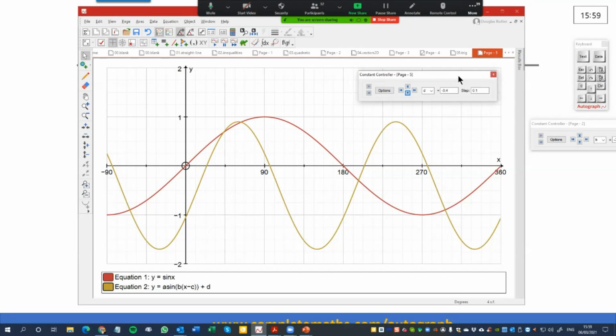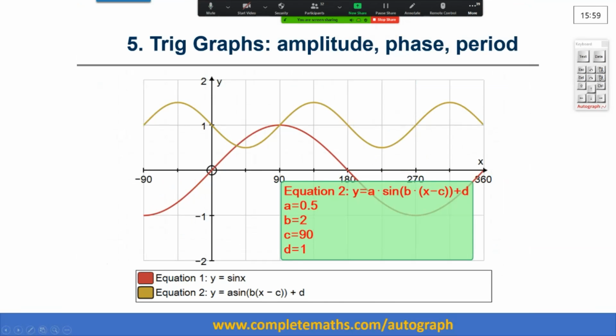Yes, I saw the question about iPads. It'll be wonderful when it's done. It's a major operation to rewrite the whole of this for a different environment, but it's well worth the effort. Okay, shall we move on? That was trig.